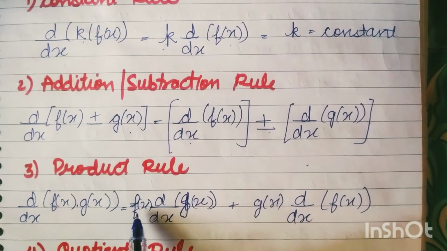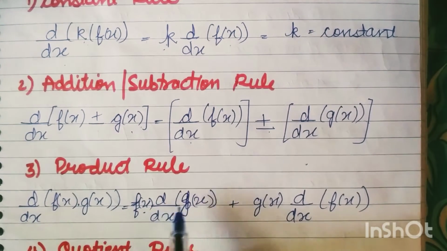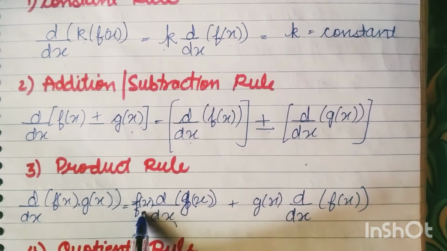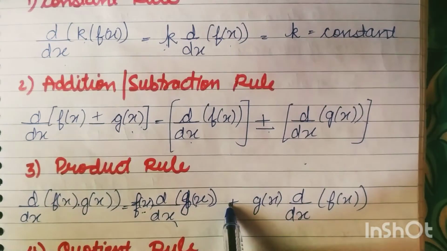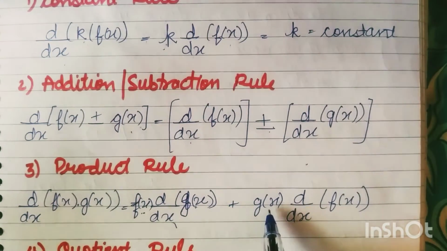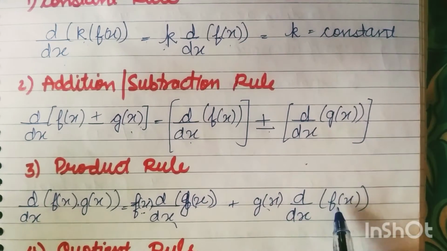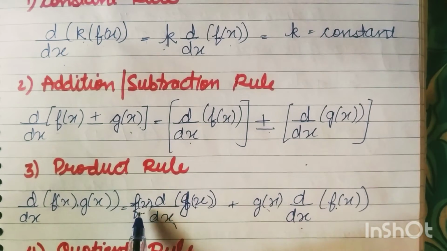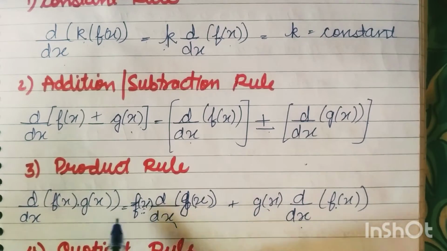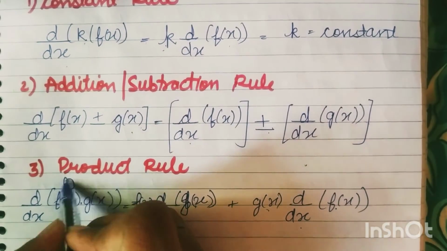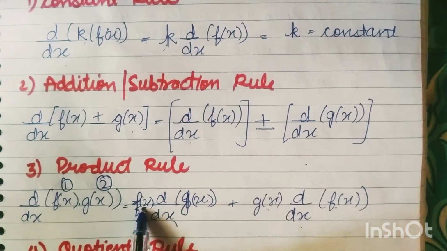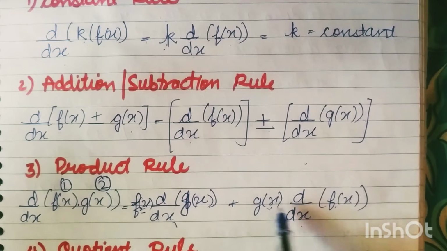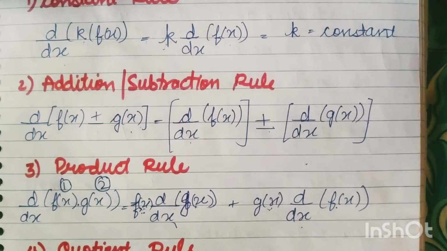First you will write the value of f(x), then the differentiation of g(x) with respect to x. You will take f(x) as a constant, and plus, you will do plus, remember. Then you will take g(x) as a constant and you will differentiate f(x) with respect to x. Remember, first f(x), that is your first term. I am writing here first term and second term. First term into differentiation of second term plus second term into differentiation of first term.